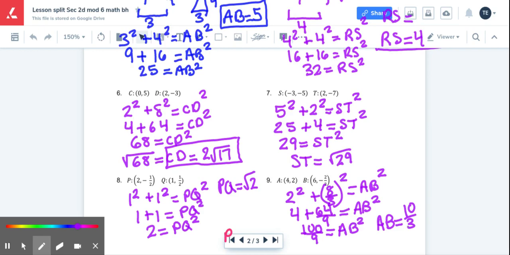So pay attention. It doesn't matter about your distance. Distance is always positive. So it doesn't matter if when we subtract we get a negative or a positive. When we square it, it's going to become a positive.